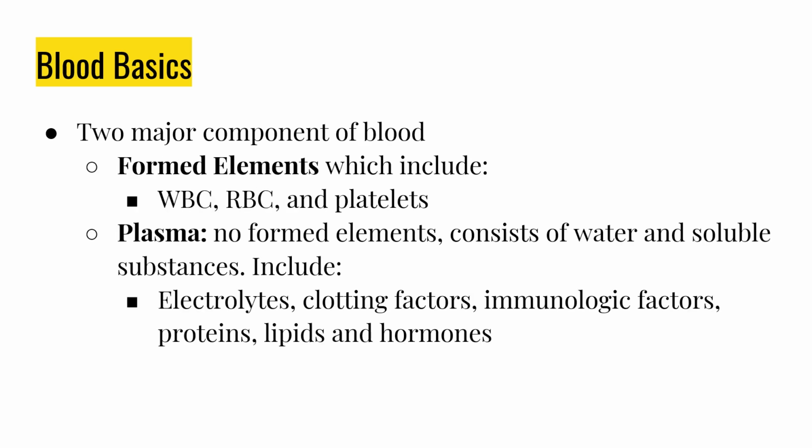And then again, as a quick review, the two major components of your blood are your formed elements, so you need to know that: your red blood cells, your white blood cells, your platelets, and then your plasma. Your plasma does not have formed elements. It consists mainly of water and soluble substances, which include your electrolytes, your clotting factors, your immunologic factors, proteins, lipids, and hormones.